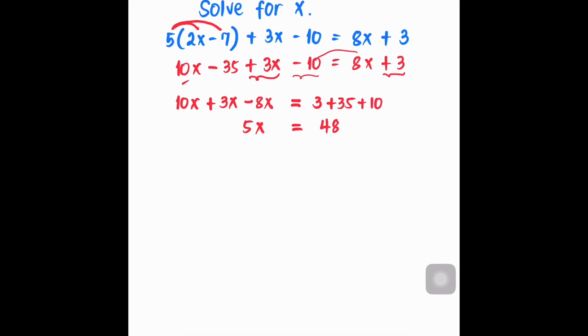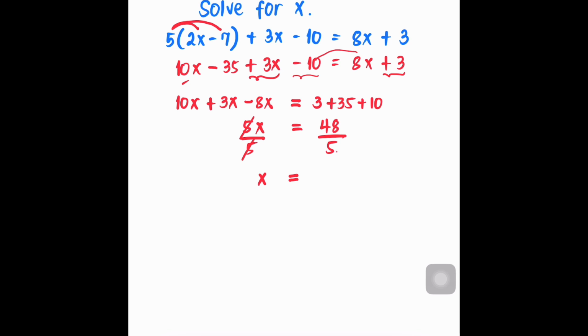Since we're looking for the value of x, we need to divide both sides by 5. So we're doing the division property of equality. 5 divided by 5 is 1, so we just simply cancel that, and we have x. That's technically 1x, right? But in math, you don't write 1x, so automatically there's a 1 in there. You don't need to write that. So just leave it as x equals 48 divided by 5.